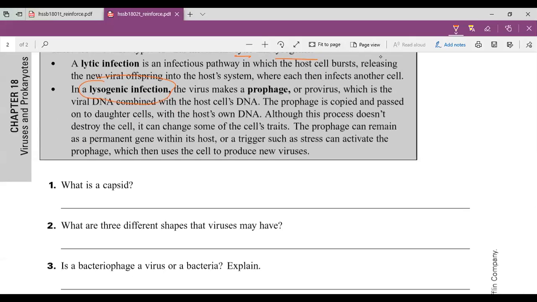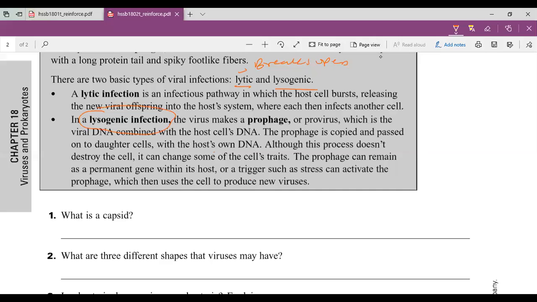Now, what is a capsid? The capsid is a protein shell.